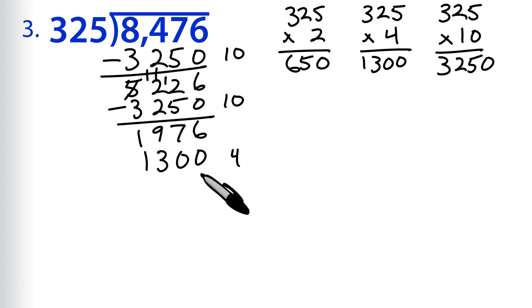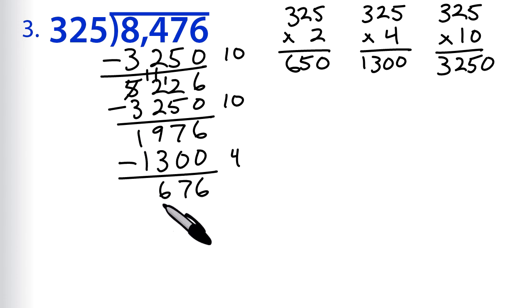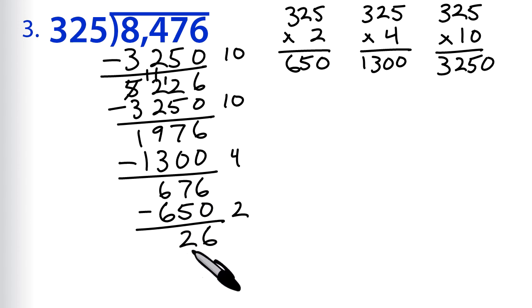So 1,300 subtracted from this. That gives us, and then 9 minus 3 is 6, and 1 minus 1 is 0. So 676. And let's see what multiple we want to use. Well, 650 would be great because it's almost that, but not more. So we get to use our multiple of 2 here. So we subtract 650. So 676 minus 650.